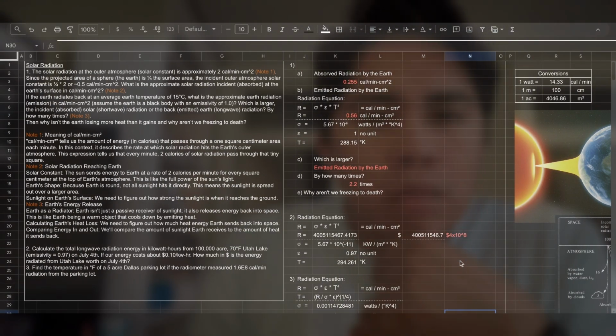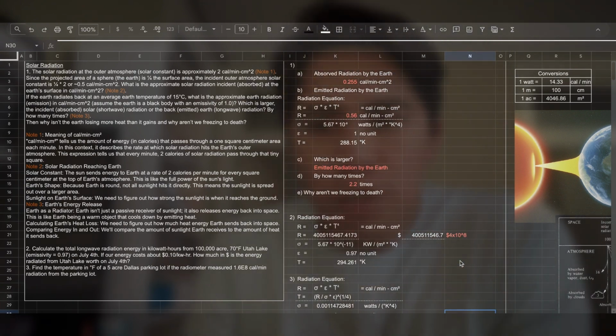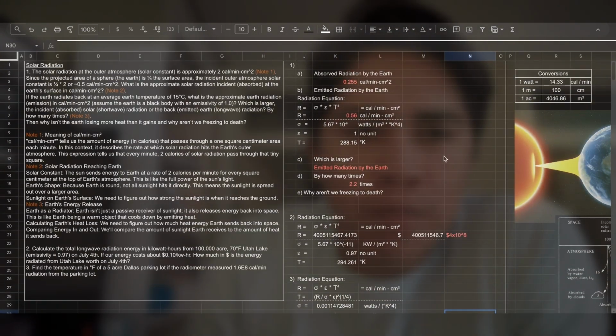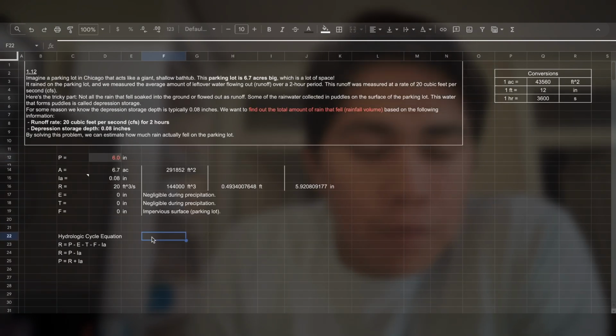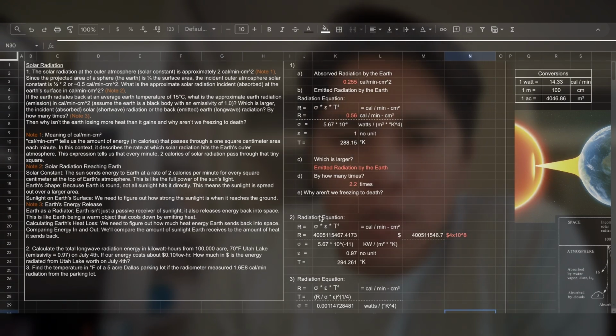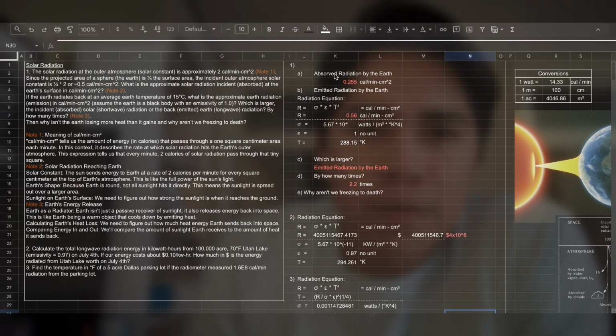Sorry for the confusion in all the conversions, but we got to the right answers. Hopefully you find this helpful. And if you have any questions, just let me know. So in this video, we have reviewed some of the concepts of the hydrologic cycle. And we have also covered a new concept of radiation using the radiation equation. So good luck working out these problems. See you in the next video.